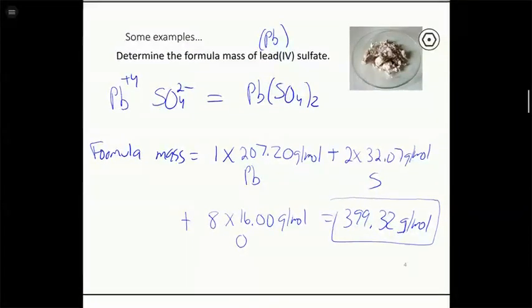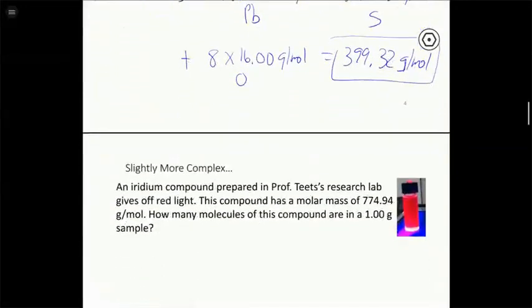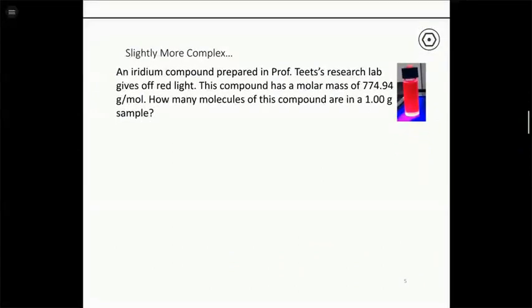Now let's look at how we can use the molar mass or the formula mass in certain types of conversions and certain types of problems. This is very much almost identical to what we did last time with elements. Now we're just going to do it for a compound. This is a real compound that one of my students made in my research lab, and it gives off red light. So when you hold up a black light to it, it glows red. It's just pretty fun. And as you might have guessed, it's an iridium compound. That's my favorite element. The compound has a molar mass of 774.94, and we want to know how many molecules of this compound are in a 1.00 gram sample.